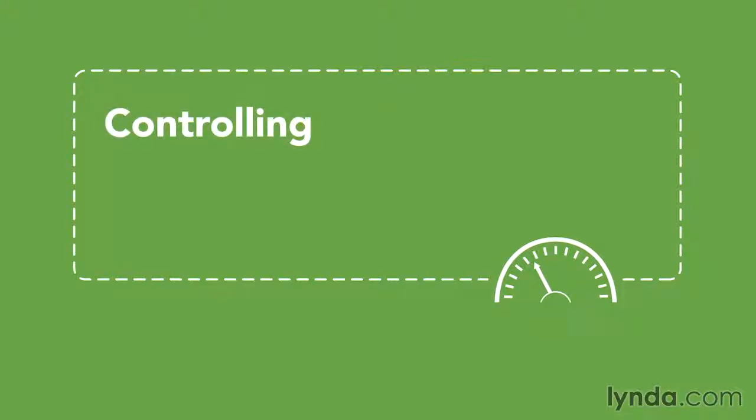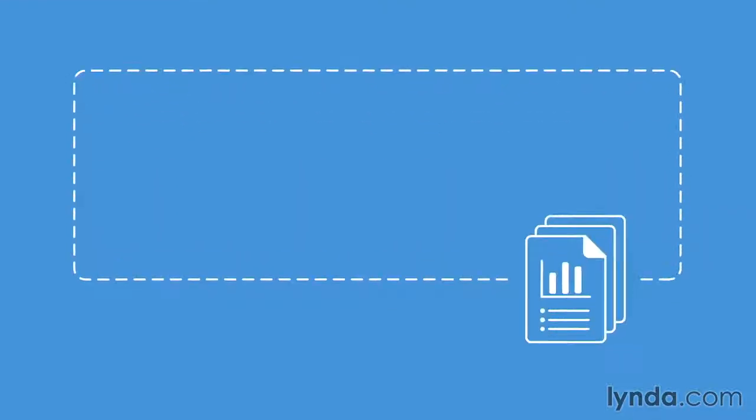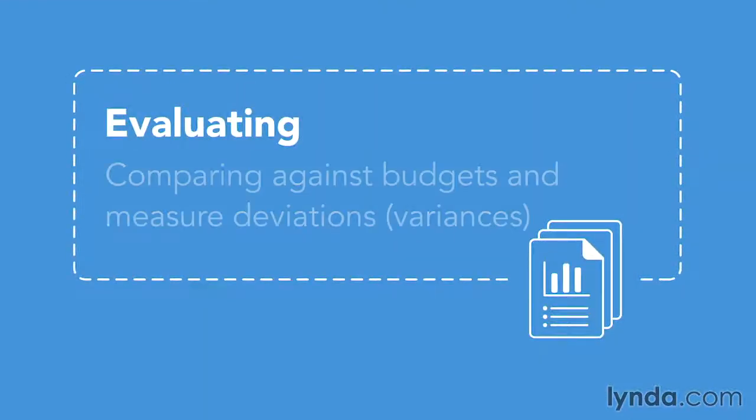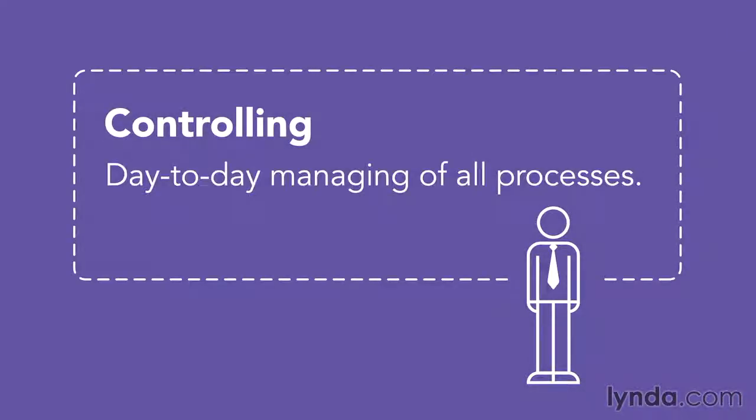Controlling involves a process of tracking actual performance. These data are then used in the evaluating process to compare against the budgets and measure deviations from the goals or standards. Deviations from standards are called variances. Controlling also involves the real-time, day-to-day management of all of a company's business processes.